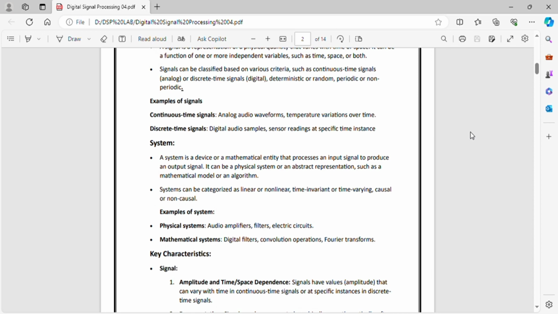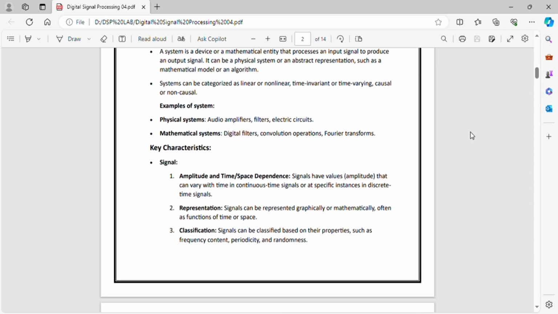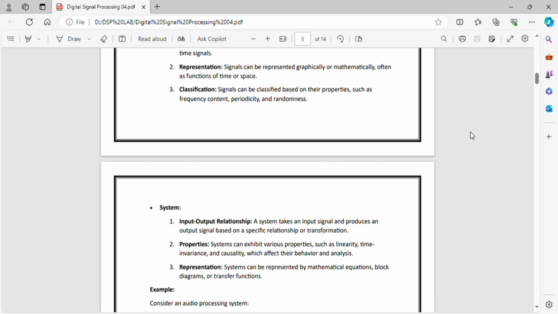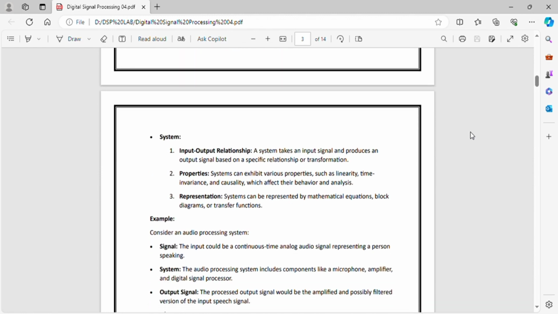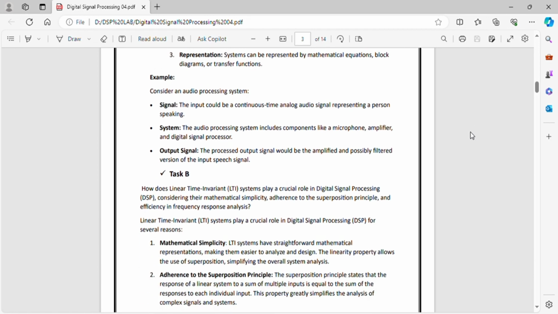The key characteristics of signals are amplitude and time, their representation and classification, and the key characteristics of a system are input-output relationships, their properties and their representations. The examples of both signal and system and output are as shown below. In task B, how does the LTI system play a crucial role in digital signal processing systems, considering the mathematical simplicity, adherence to the superposition principle, and efficiency in frequency response analysis?